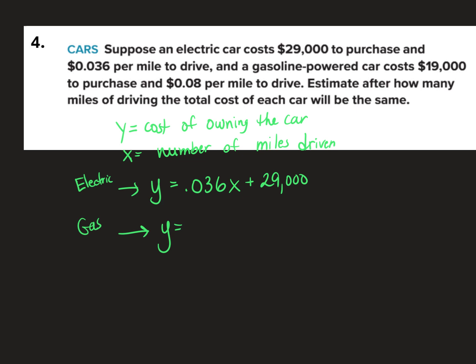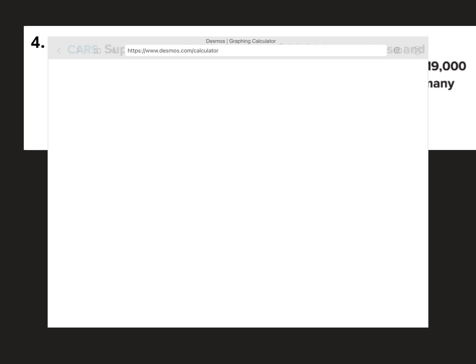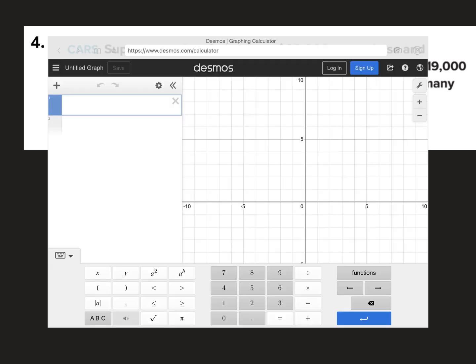y equals 0.08x plus 19,000. And this is asking, estimate after how many miles of driving the total cost will be the same. So this is a solve by graphing type of situation. I'll pull up Desmos. Type in the first one. You do not have to put y equals, but I will go ahead.